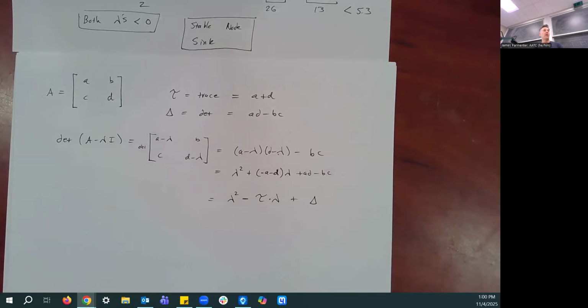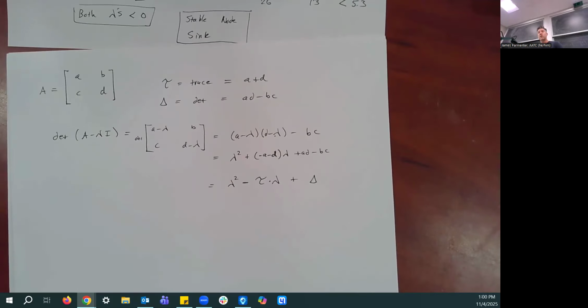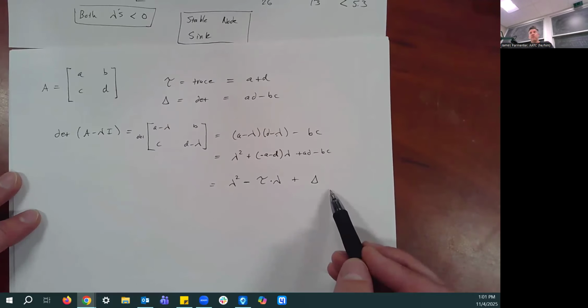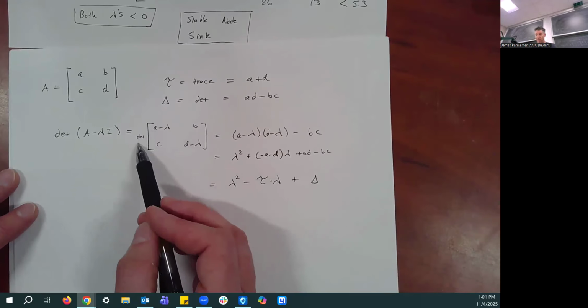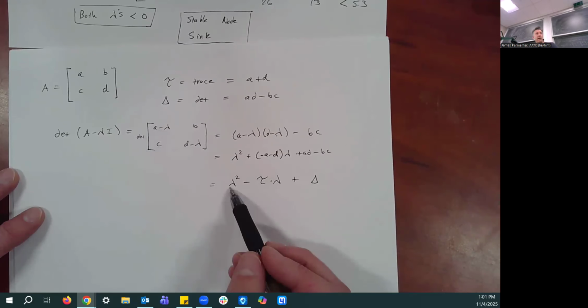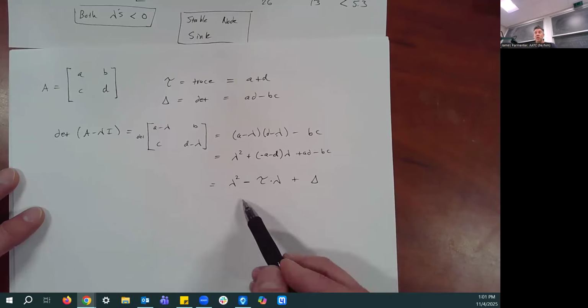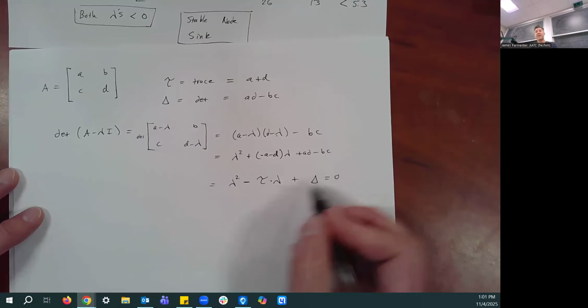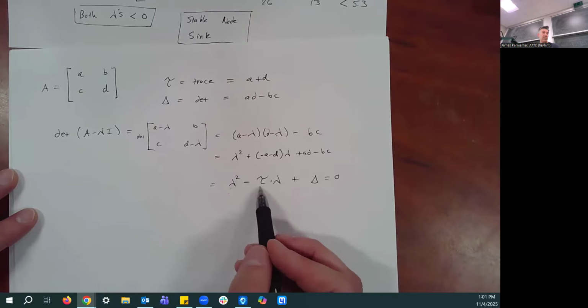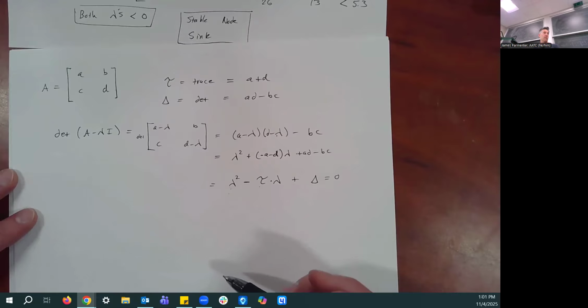And that is not a once in a while kind of thing. That is an all the time kind of thing. Whenever you find the determinant of a 2x2 matrix, it's always going to be this format. So if you find this easier than writing out the determinant of A minus lambda I, you can jump straight to saying, hey, cool, my quadratic equation here, this is called the characteristic polynomial, by the way. This is always going to be lambda squared minus the trace times lambda plus the determinant.